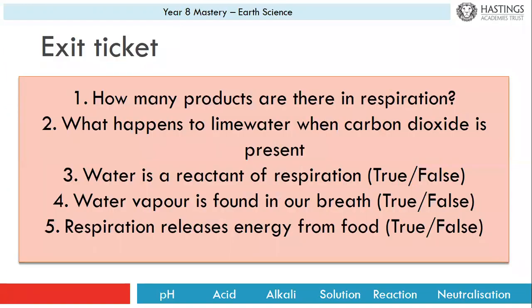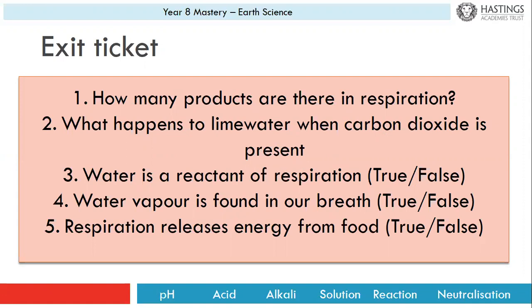Finally, we've got an exit ticket. 3 of those are true and false, so it's only 3 little things to write down, and I'd like you to answer these questions. Pause the video. How many products are there in respiration? There are 2. These are carbon dioxide and water.